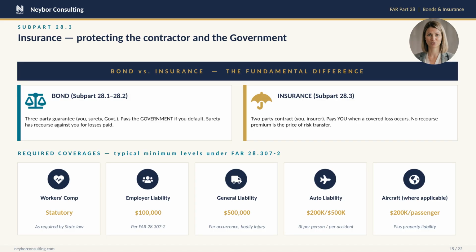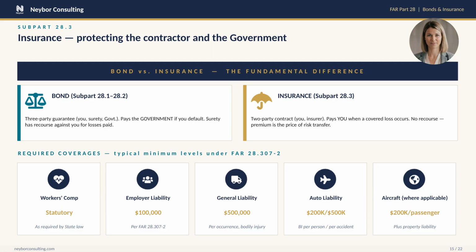28.307-2 for cost reimbursement contract. Workers' compensation at the statutory level set by your state. Employer liability at $100,000. General liability at $500,000 per occurrence for bodily injury. Auto liability at $200,000 per person and $500,000 per accident. And if your work involves aircraft, $200,000 per passenger.